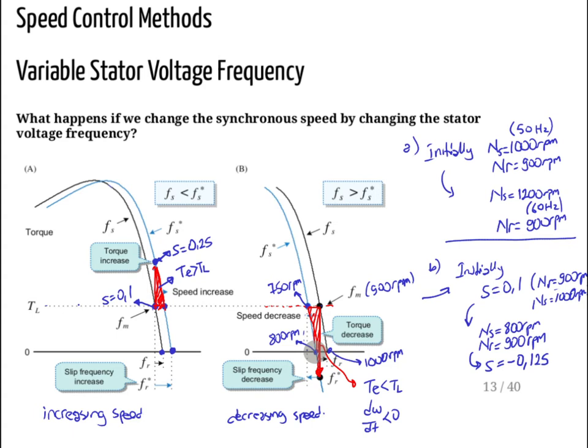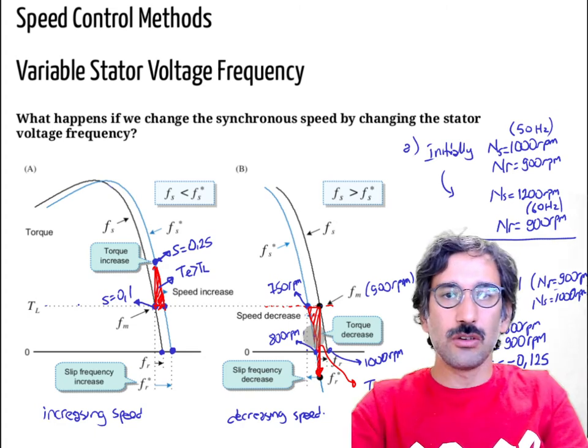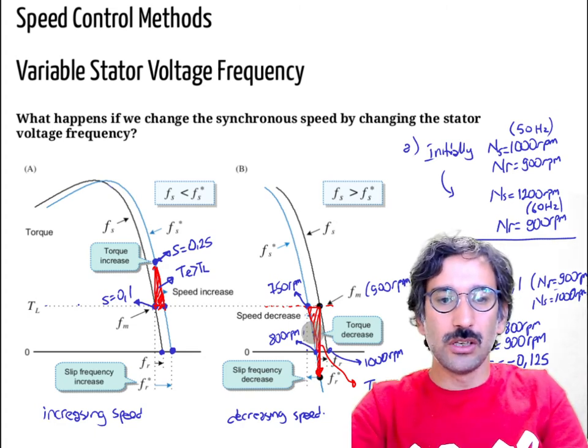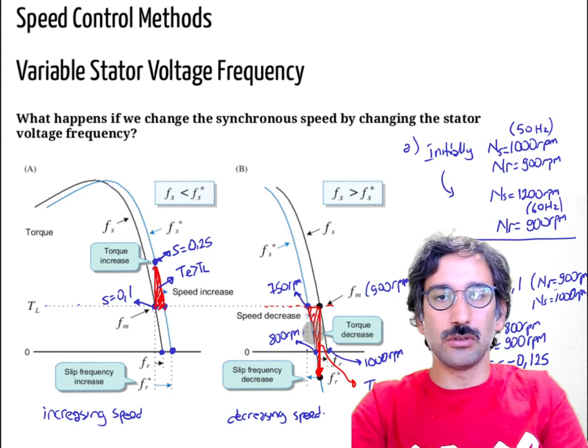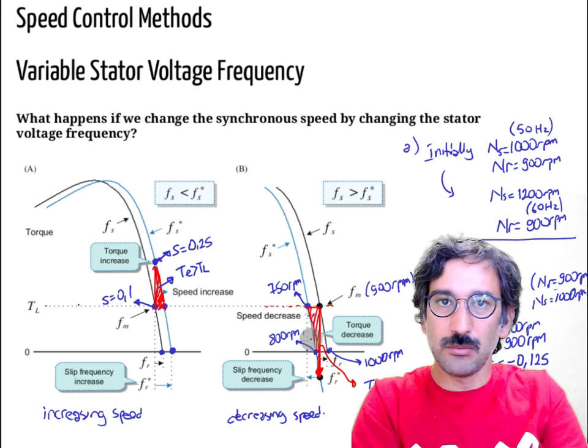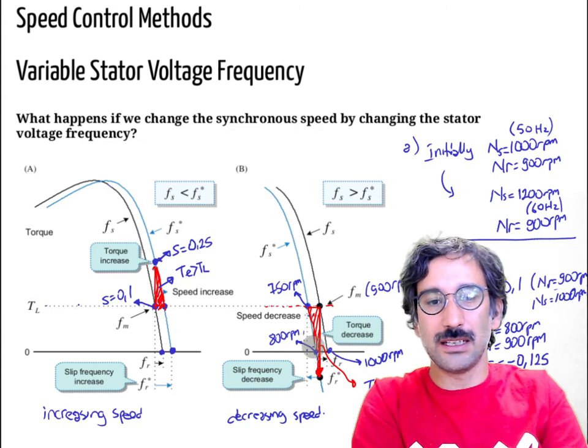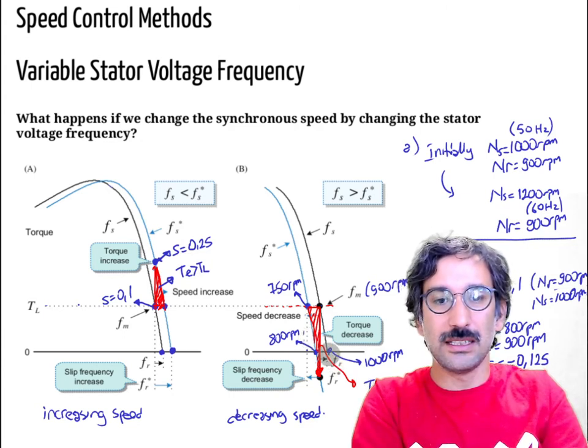So first it reaches 800 RPM. From 900 RPM to 800 RPM, you are in the generating mode. Then you get into the motoring mode again, let's say at 750 RPM, but you are not generating enough torque to compensate for the load torque. You are in the motoring mode, but the generated torque is not enough, so you still decelerate.